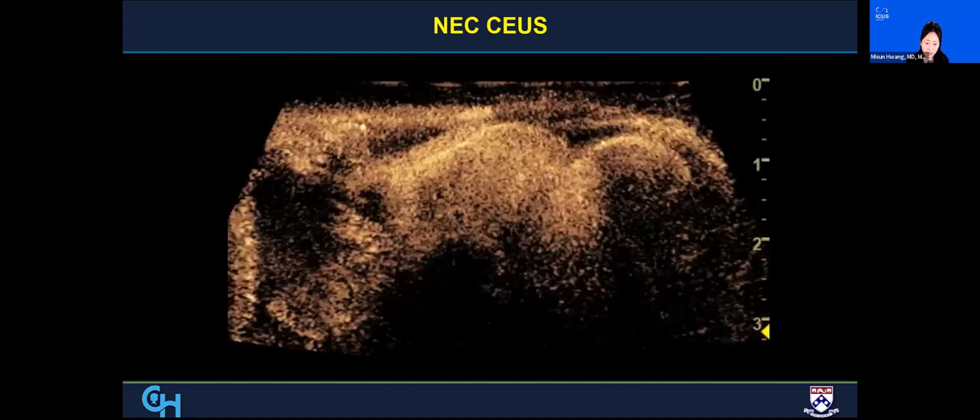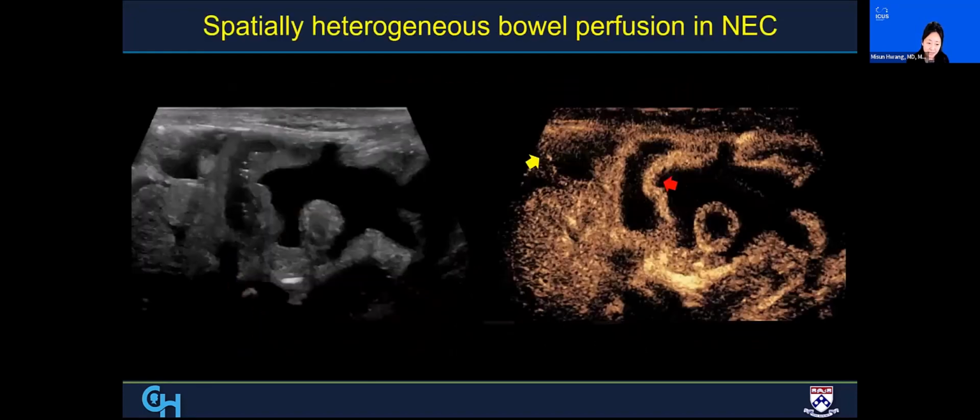And it can be challenging to identify the ischemic bowel, especially if you don't have the grayscale next to the contrast image, because on the grayscale, you can appreciate which is bowel, which is not. But if you just have contrast image, it may be challenging to identify the ischemic bowel that's not enhancing. So I found that side-by-side image, just like this, is very useful for identifying bowel loops that may be ischemic.